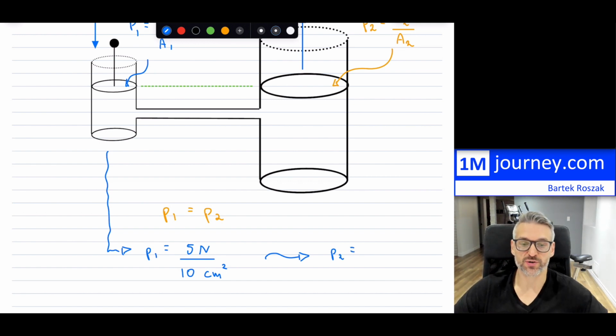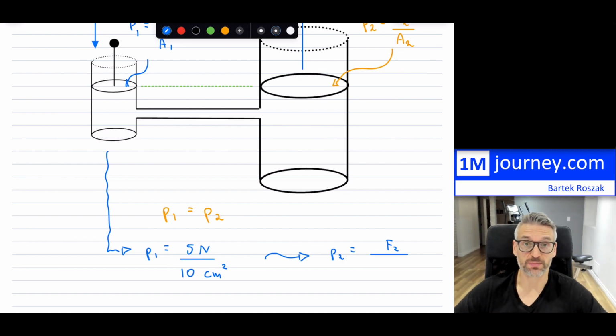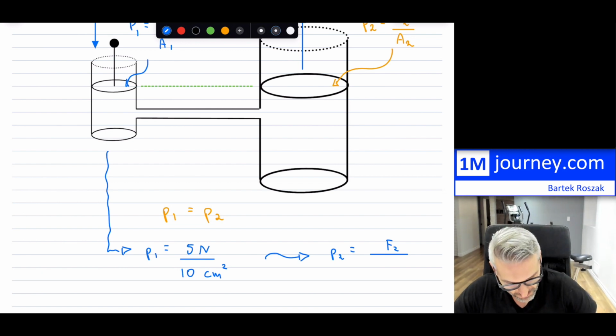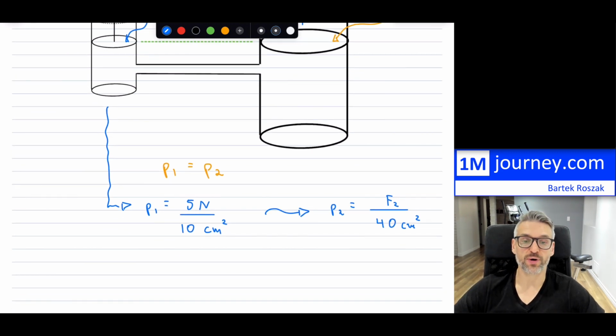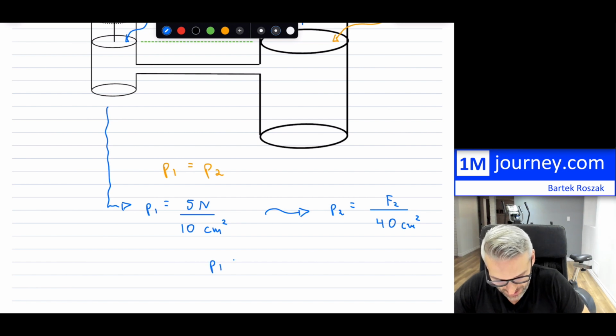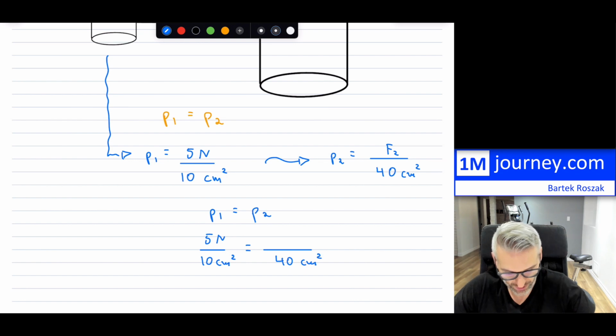Well, I do know that that pressure is identical to pressure P1, which would be 5 newtons over 10 centimeters squared. And this pressure is equal to the force F2 over a much bigger area. Let's imagine that the area is 4 times bigger, so maybe this is 40 centimeters squared instead of just 10 centimeters squared. If the two pressures are identical, so if P1 is equal to P2, then you would have 5 newtons divided by the 10 centimeters squared equal to, on the right-hand side, F2 over 40 centimeters squared. Now they're the same units, and I can find out what that force is.